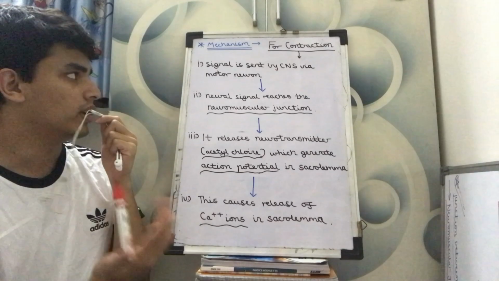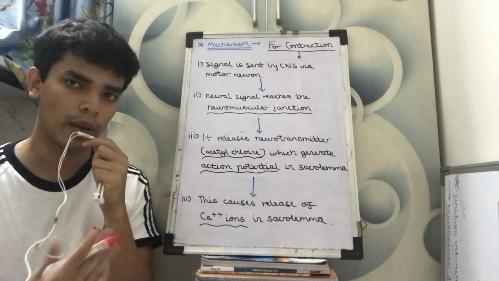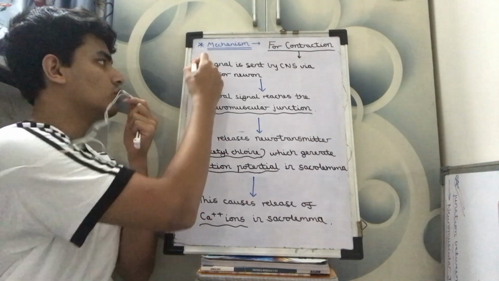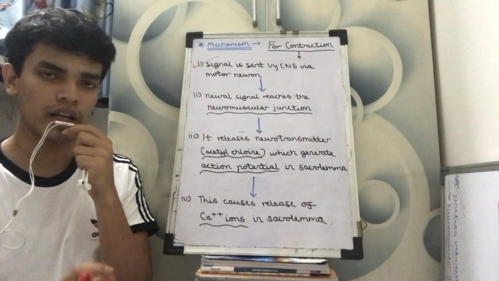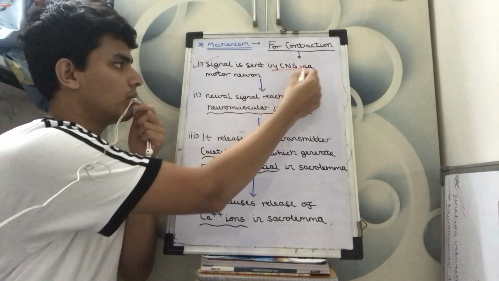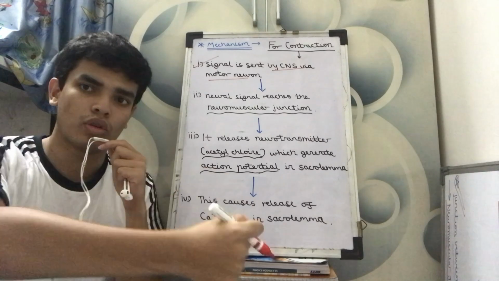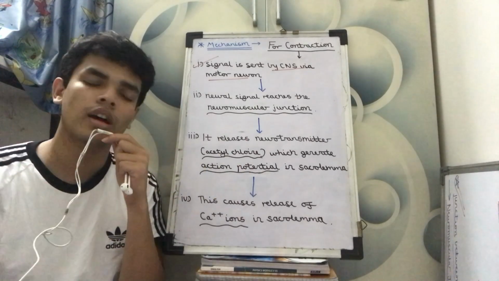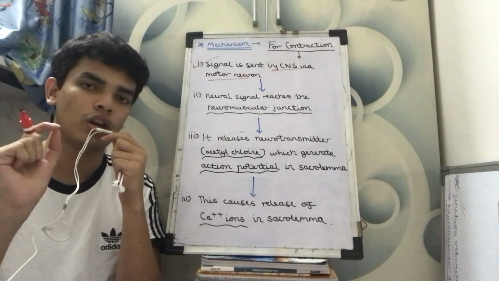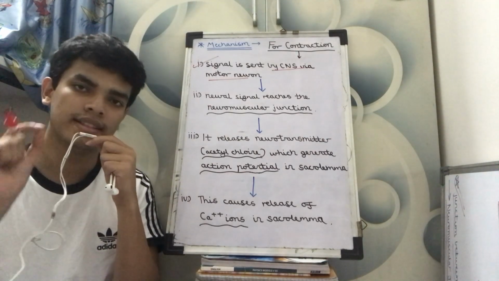Okay, now let's start with the mechanism of contraction. These are the steps given. I will read it to you one by one and then explain it to you. For contraction, first a signal is sent by the CNS via motor neuron. Meaning, wherever you want contraction to happen, the CNS sends a signal through the motor neuron.